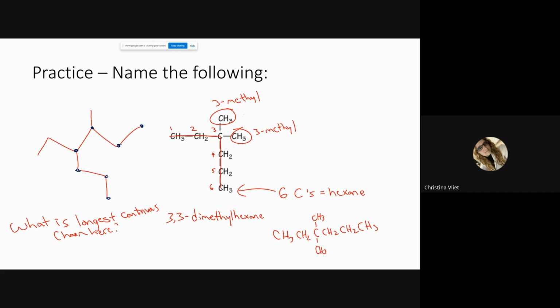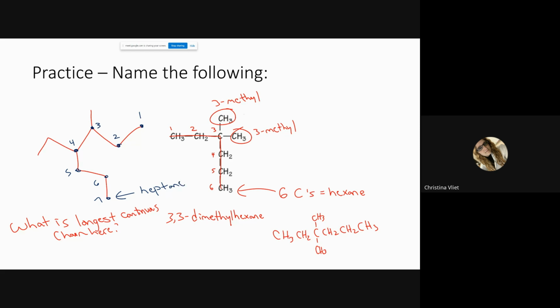Left to right or right to left? Right to left, because this will give you your first substituent on 3, and the other one will give you your first substituent on 4. 4, 5, 6, 7. 7 means heptane is the end of the name.